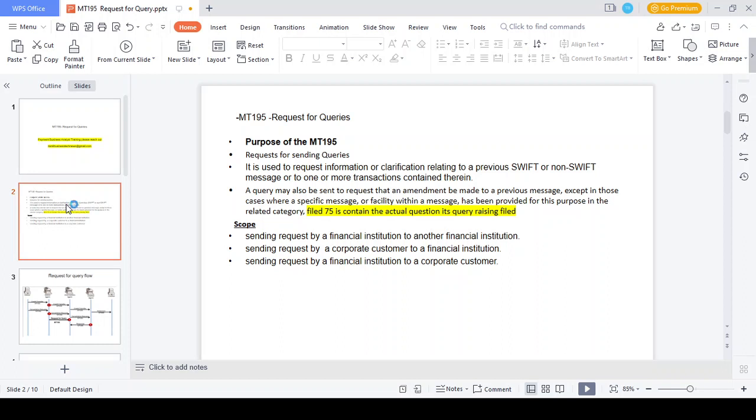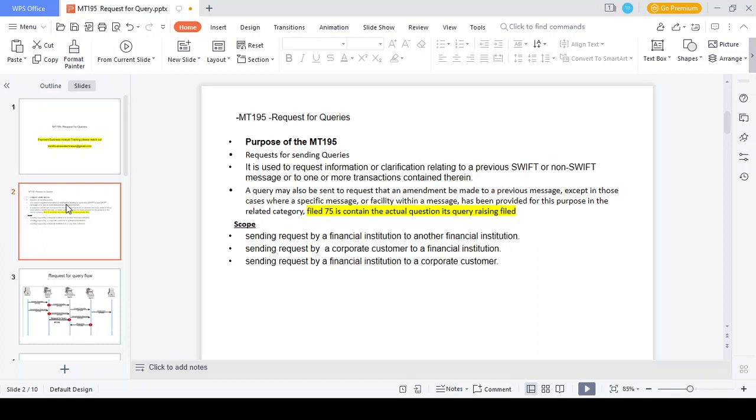Purpose of MT195. The sender can raise any kind of query to the receiver side. In case they initiated the transaction twice, or there is any technical fault in their transaction, whether the beneficiary date is correct or not, whether the beneficiary account number is correct or not, all the queries and doubts regarding your transaction. Whenever you initiate a transaction, at that time you raise your query regarding it. It provides a clarification, okay?